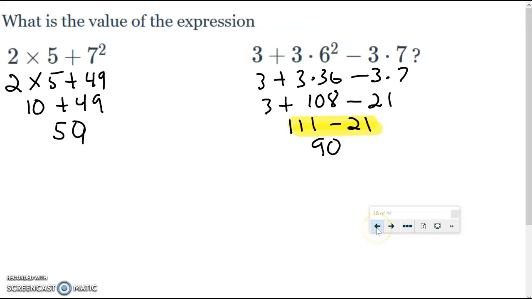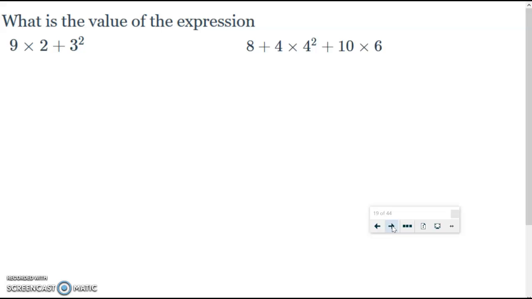Alright. So those two. Here's 2 more. You could pause the video here and see if you can solve these on your own.